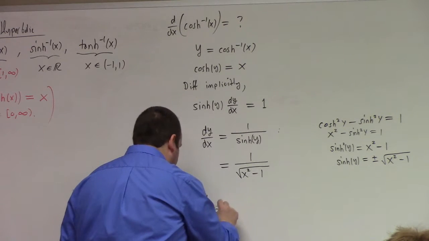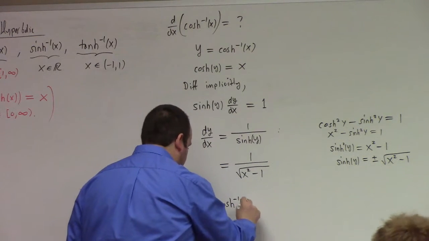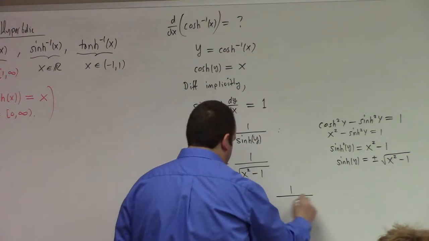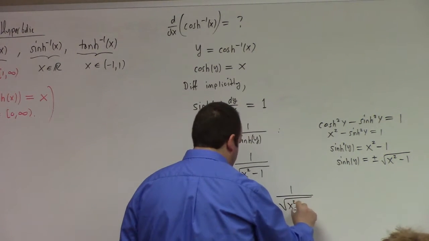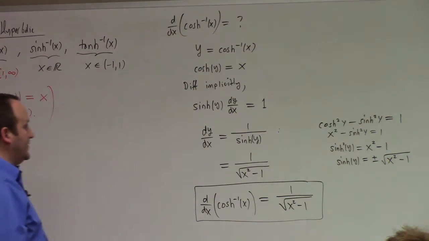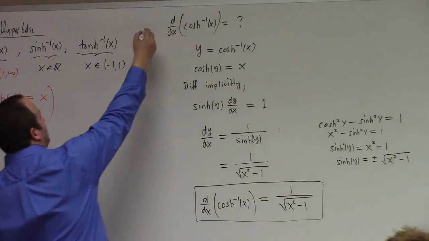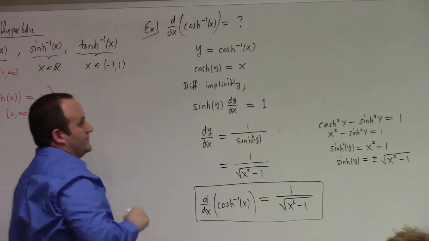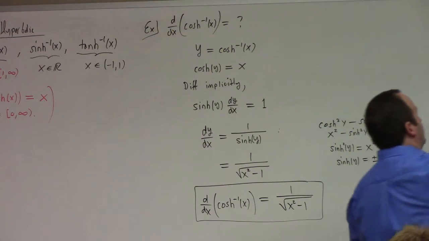d dx of inverse hyperbolic cosine of x is 1 over the square root of x squared minus 1. Give it a match. So there's an example. And then, like I said, I'll do the other one.